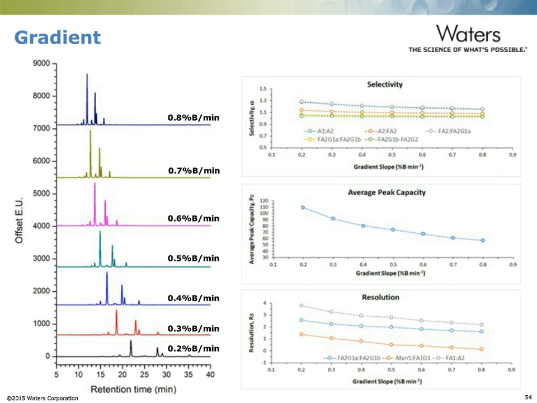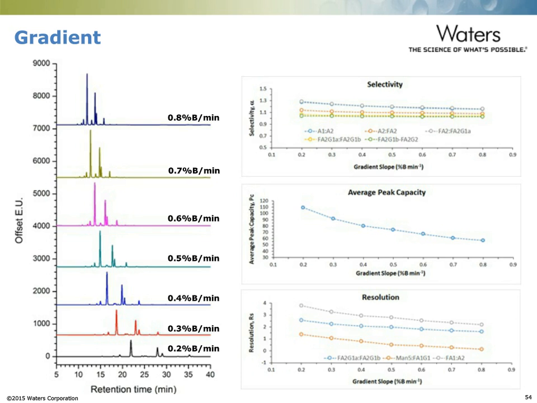If you look at the gradient slope of the separation, you can see that there is some minor change that we see in the selectivity of the separation as we change the gradient slope. But largely we see the larger impacts on the peak capacity of the separation as well as the resolution, where more shallow gradient slopes yield greater peak capacity and also greater resolution of the structures.